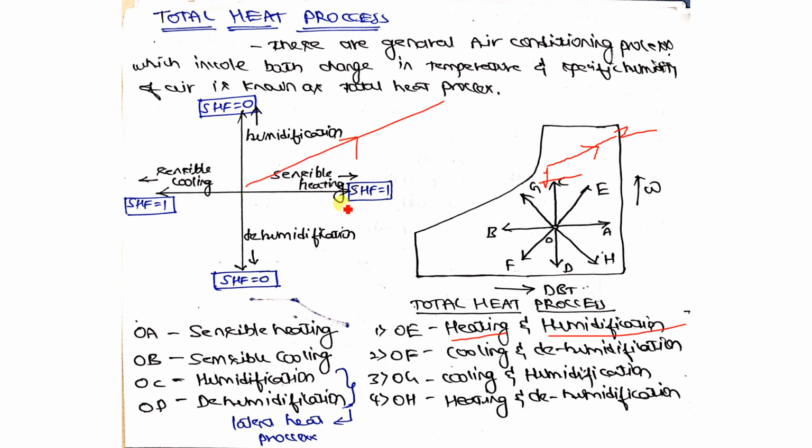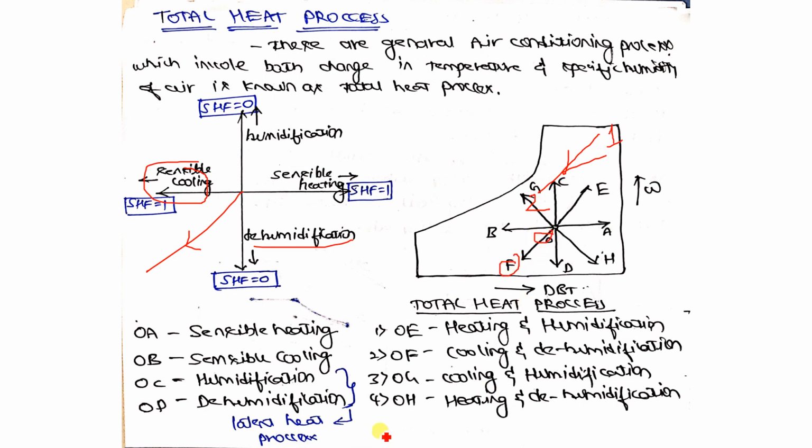Suppose in the psychrometric chart, if it is going in such a way, here is my state 1 and here is my state 2. That means it is coming in this way. What should the process be? The process should be dehumidification and sensible cooling. That means cooling and dehumidification. So, it is represented by OF here. So, OF is cooling and dehumidification, guys. This is how the various processes in the psychrometric charts can be analyzed.